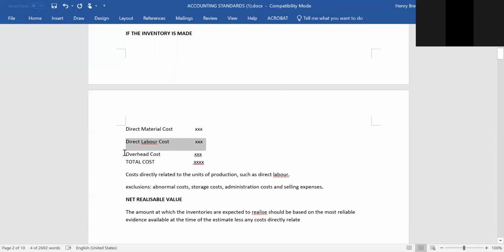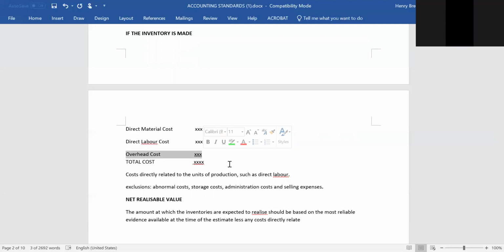Then lastly, if there exists an overhead, here we are not talking about administrative overhead. We are talking about a specific overhead, which is a relevant cost. So again, if we are making, we are supposed to look at all costs which are really relevant. Then we are going to capitalize such cost as the cost of the inventory.